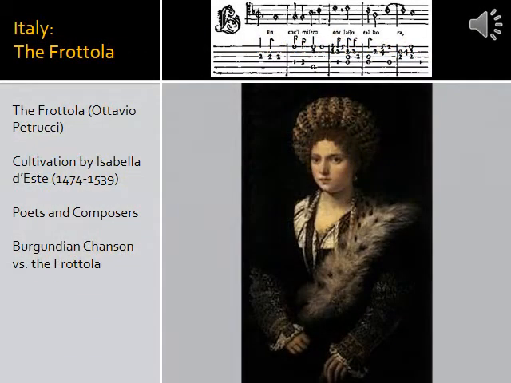And guys, here we are on our whirlwind tour of Europe, now in Italy, and talking about the genre of the frottola. I wanted to tell you about these two graphics that I have on this slide here. The one at the very top of the page is an actual frottola in its original notation.